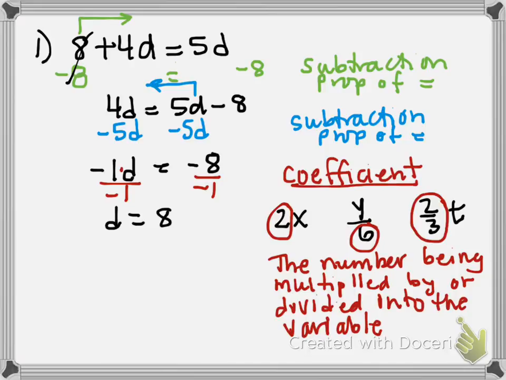Step 6 says you need to check your solution. How to do that? Every time I see D in the original problem, I'm going to put in 8 and see if what I get on the left equals what's on the right.